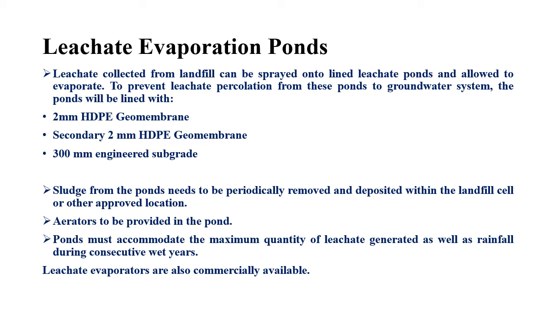Okay, now these are natural evaporation ponds which can be dug at site and which can be lined with geomembrane layers. Other than these, there are huge equipments available for carrying out the same process of evaporation. They are called leachate evaporators. So commercially also you have such equipments which can carry out the same process.